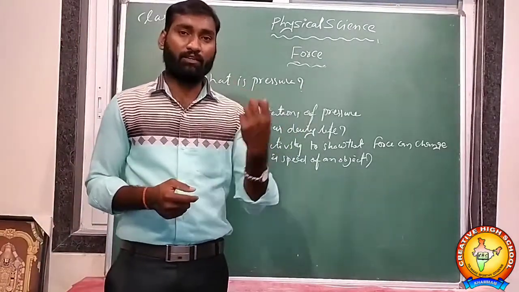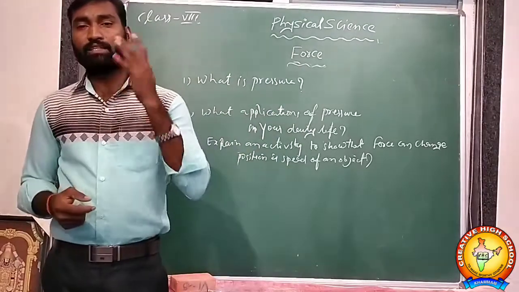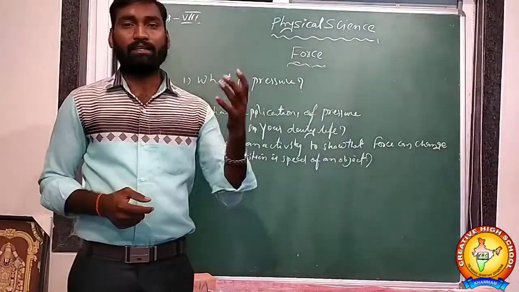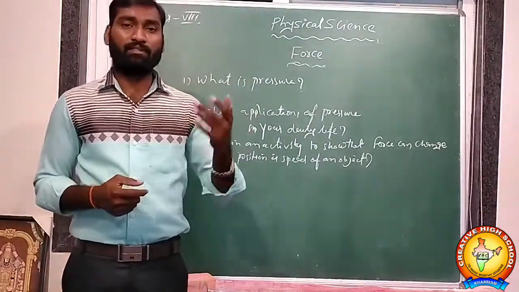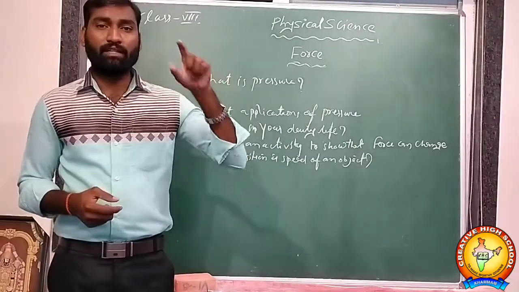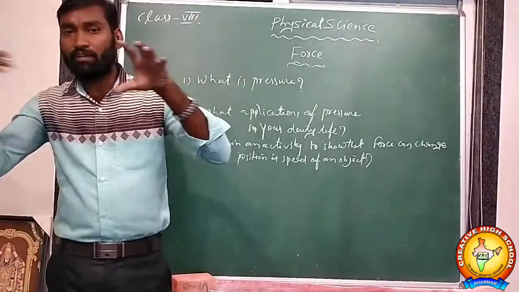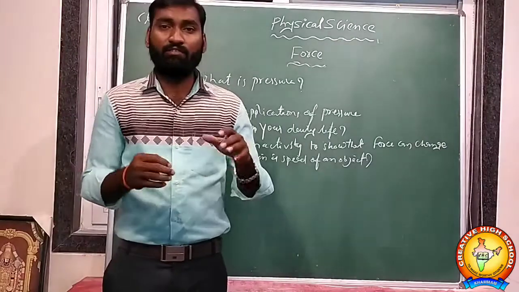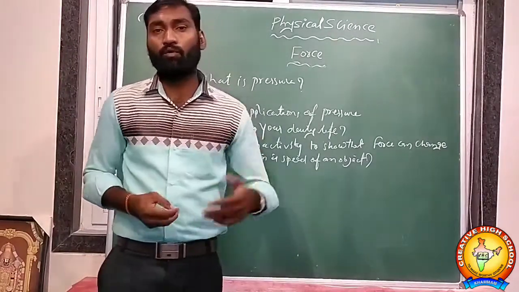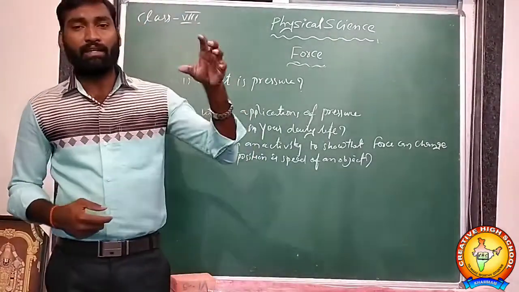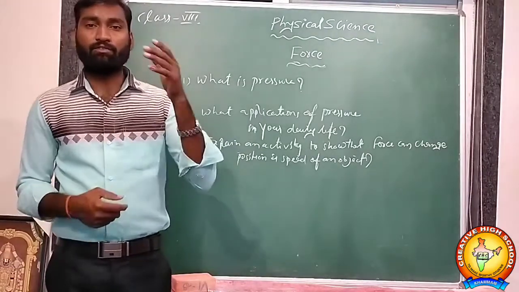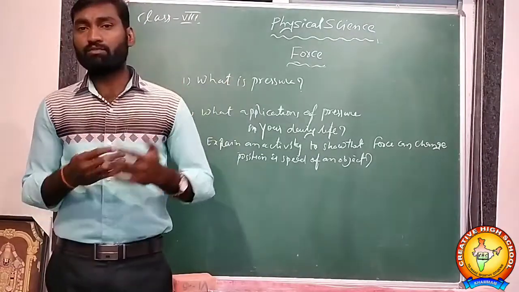8 newtons and 10 newtons are acting in the same direction. What is the net force? 8 plus 10, 18 newtons. Now 8 newtons and 10 newtons are acting in the same direction, and 5 newtons acting in the opposite direction. In which direction will the object move? What is the net force? 18 minus 5 is 13 newtons. The net force is 13 newtons. The object will move rightwards.